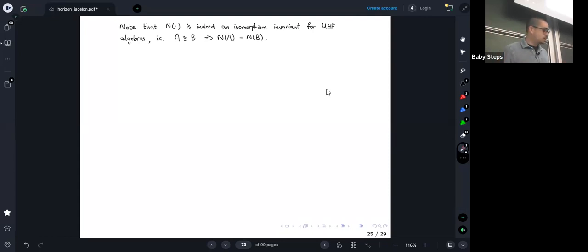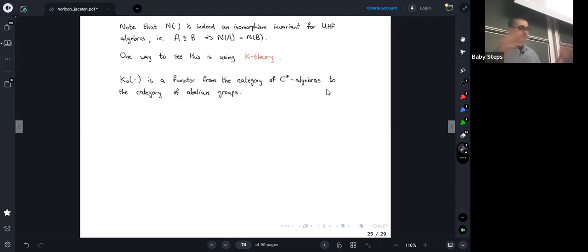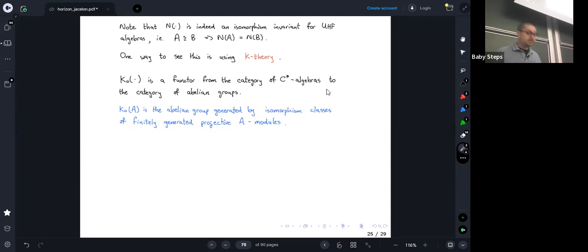It's possible to show this in elementary ways, but a kind of abstract nonsense way to do it is using K-theory. So K0 is a functor from the category of C*-algebras to the category of abelian groups. You can think of it like this: K0 of a C*-algebra A is the abelian group generated by isomorphism classes of finitely generated projective A-modules, if that means something to you. If A is the complex numbers, a finitely generated projective A-module is just a finite-dimensional vector space. And the isomorphism class of a finite-dimensional vector space is just described by a number, the dimension. So K0 of the complex numbers is the abelian group generated by the numbers 0, 1, 2, 3, 4, 5, et cetera. So it's the integers. Okay, so I've just proven to you that K0 of C is Z.